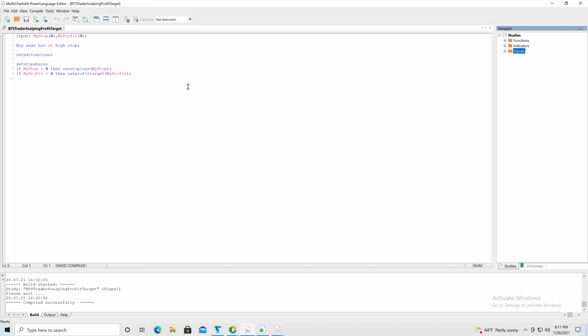So generally I don't like to show my code for the strategy, but I'll do it this time because, in my opinion, this strategy is actually untradeable, so there's no point not sharing it. But basically, buy next bar at high stop, set exit on close. We're going to set a profit target, and I'm actually not going to set a stop because you'll see in one of the tests that I do later that setting a stop deeply negatively impacts the strategy.